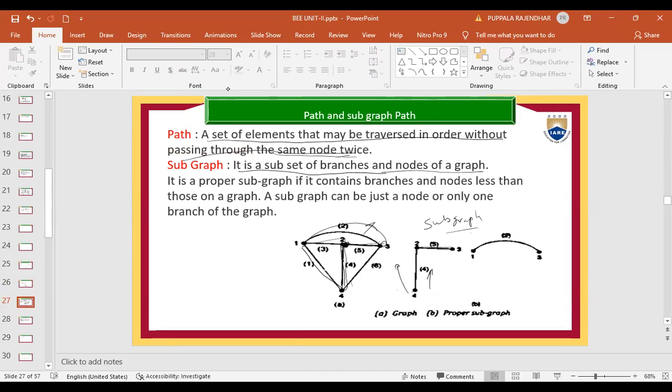It is a subset of branches and nodes of a graph. It is a proper subgraph if it contains branches and nodes less than those on the graph. A subgraph can be just a node or only one branch of a graph. Here, look, the last one takes a single element, a single line. This we are calling a subgraph for this main graph.